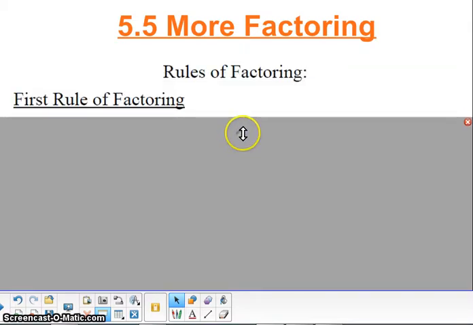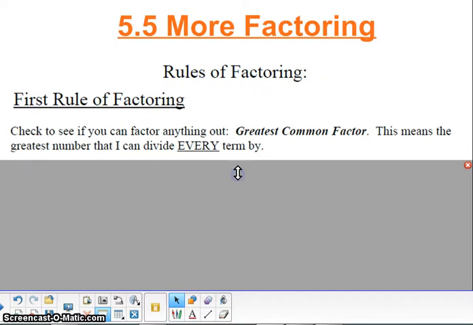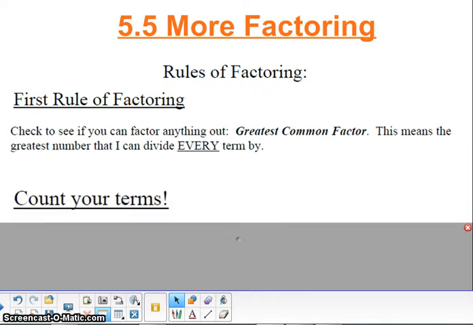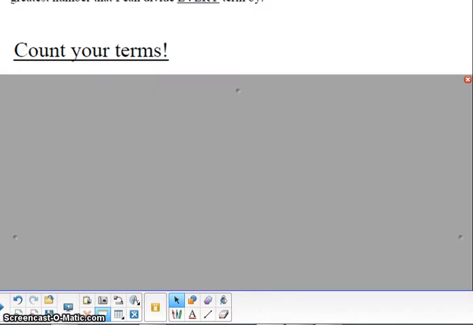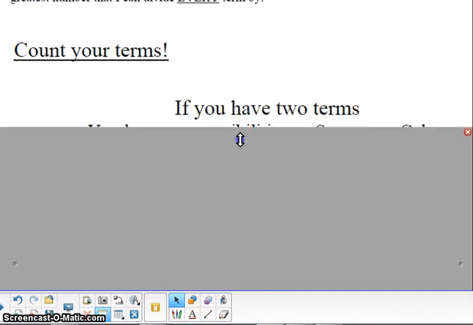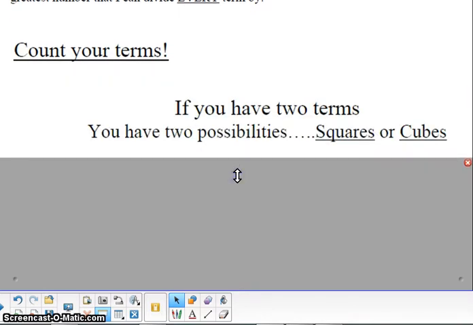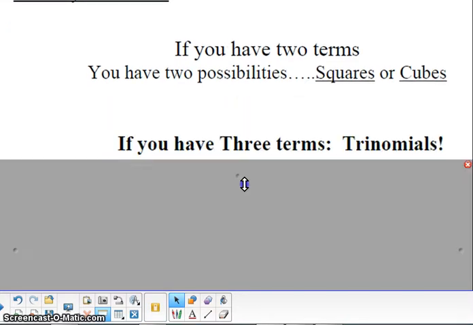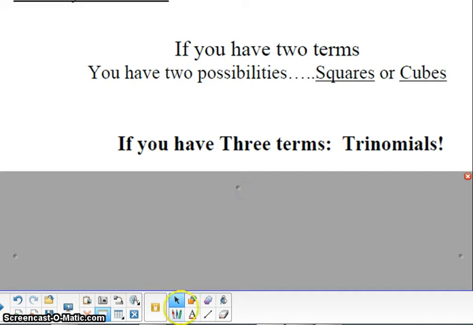Always know that the first rule is to check to see if you have a greatest common factor. Okay? The second rule is to check and count all of the terms that you have. If you have two terms, you have two possibilities. It could be squares or cubes, and we talked about that in the previous lesson. Now the next one, and this is where you would have to start writing things down, is if you have three terms, there's a few things that you could do with three terms.